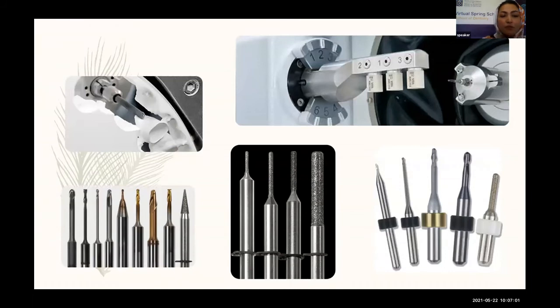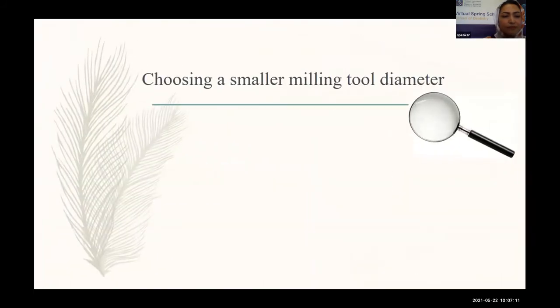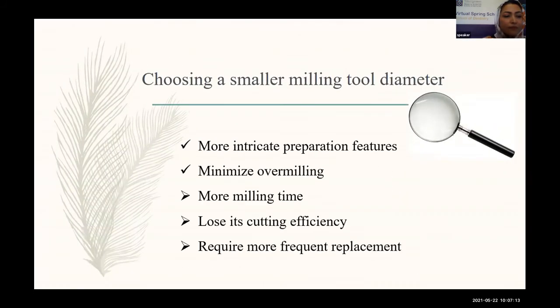Since milling units present different sizes of milling tools, you may ask why we don't choose a smaller diameter. Although choosing a small milling tool diameter will provide more intricate preparation features and the over-milling would be minimized, the milling time would be increased and the milling burr loses its cutting efficacy and requires more frequent replacements.